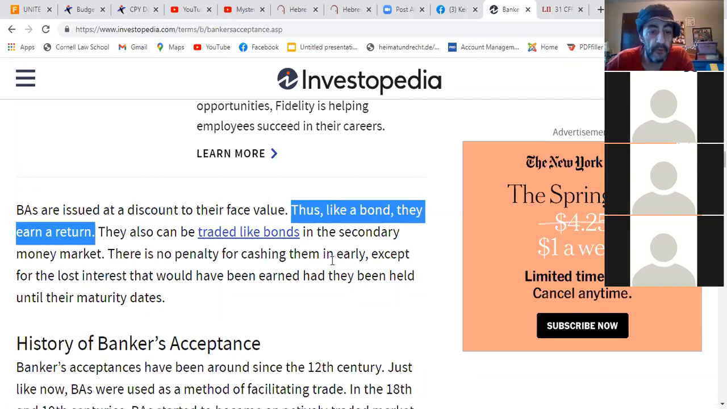There is no penalty for cashing them except for the lost interest that would have been earned had they been held until their maturity dates. So you can't take a 30-year bond and call it back early by accelerating it in 10 years and then say, well, I still have this 20 years worth of interest. You can only calculate the 10 years.